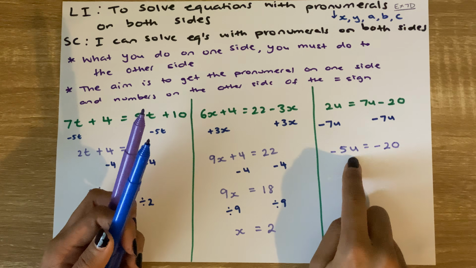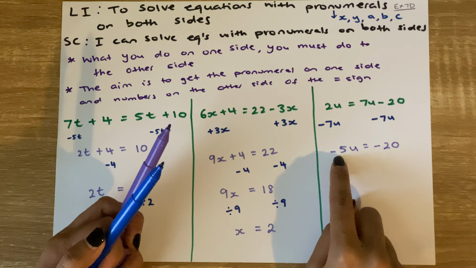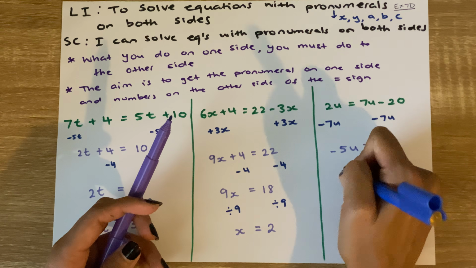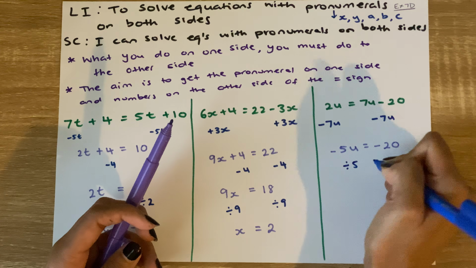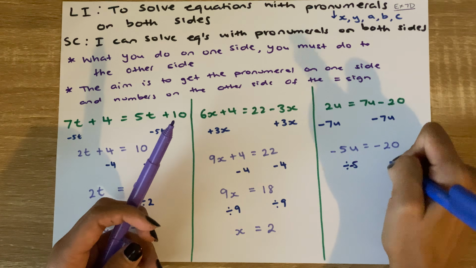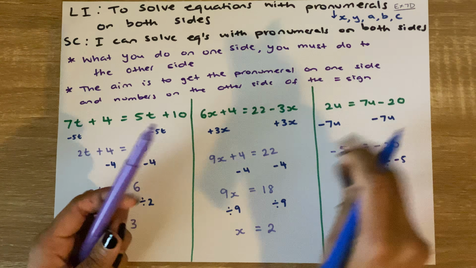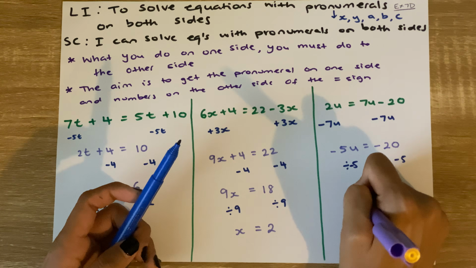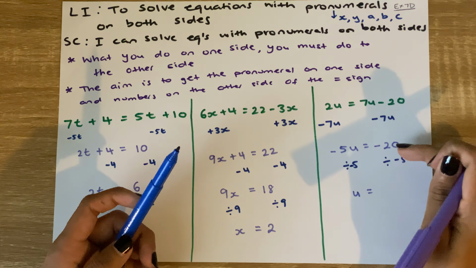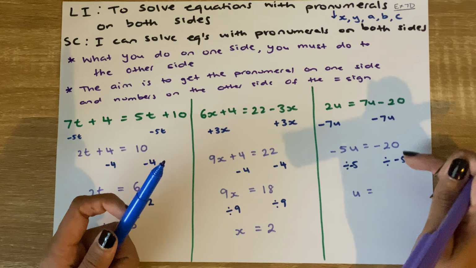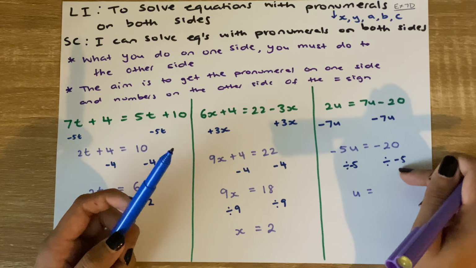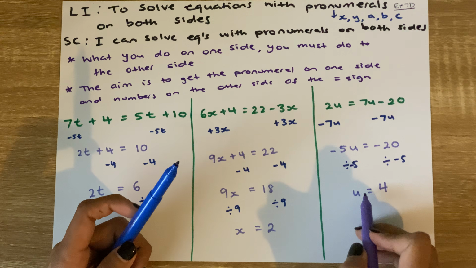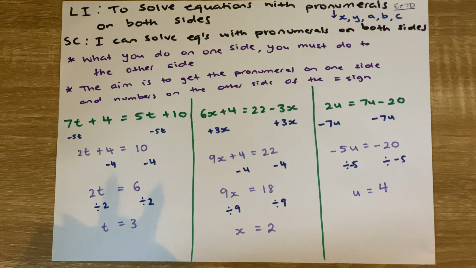And now I've got to have my u on its own. So to get rid of the negative 5, it's multiplying, so I need to divide by negative 5. So we're going to divide by negative 5 on this side, and divide by negative 5 on this side. So negative 5 divided by negative 5 is going to be 1. So I'm now left with u equals negative 20 divided by negative 5. Remember, a negative divided by a negative is positive, and then 20 divided by 5 is 4. So that means u is equal to 4.